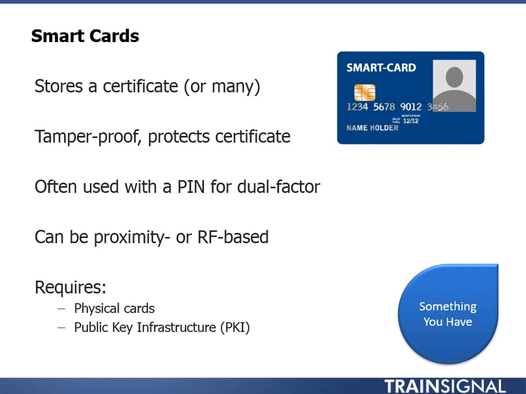So you'd insert your smart card into a computer, or you'd wave it past a device if it's a proximity or RF-based smart card, and then you'd have to type in, say, a 4-digit PIN. The PIN is something you know, the smart card is something you have. Two different types of authentication make dual-factor authentication. Smart cards, they're great. They definitely improve security, but there are some requirements.